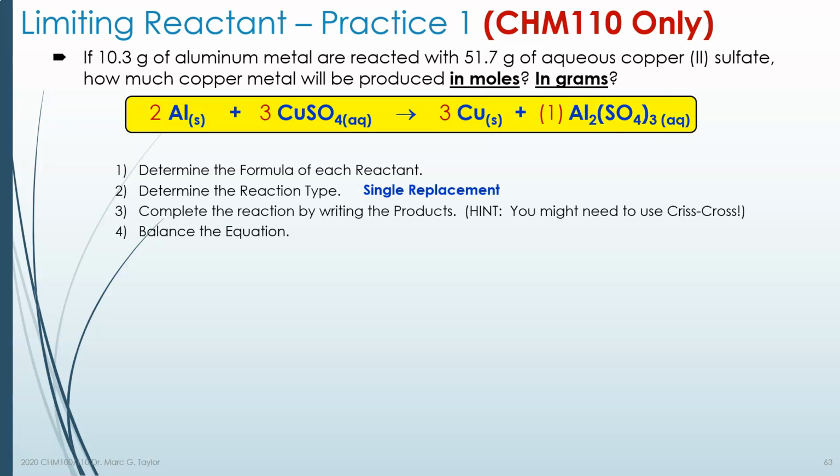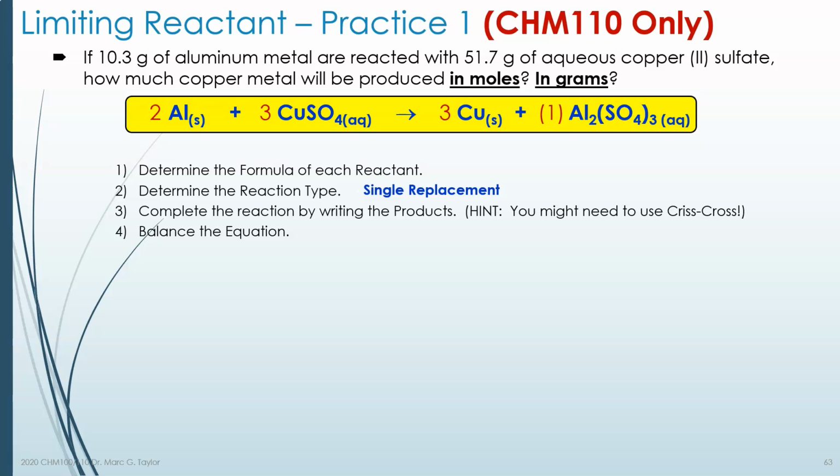I'm not going to go over how to balance it. You should know that by now. You can review the balancing section in a previous unit if you're still having trouble with it. So we have a ratio of 2 to 3 to 3 to 1 of our reactants and products. And all we need now are our molar masses.